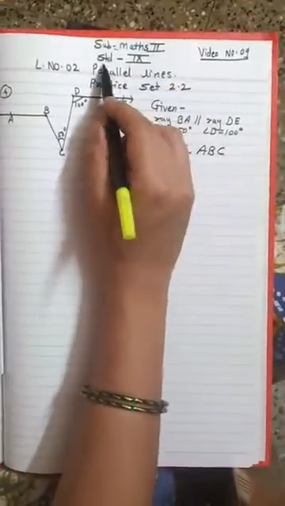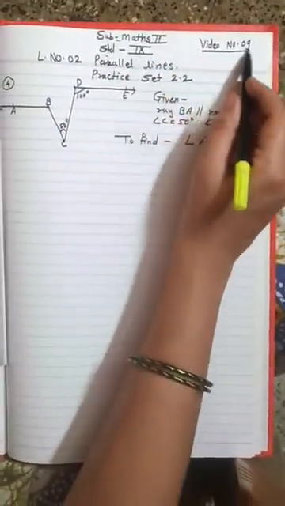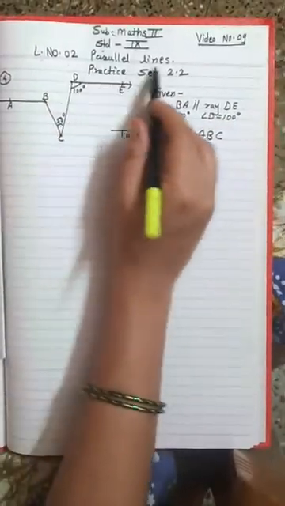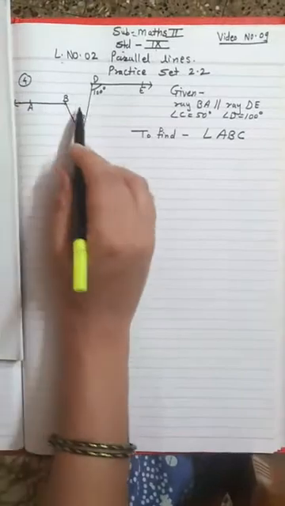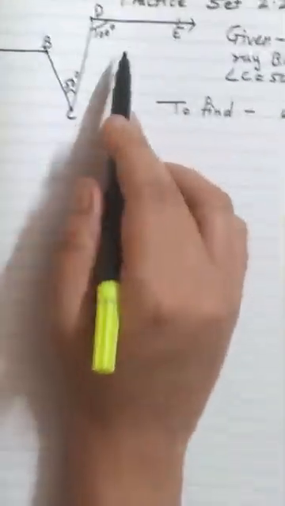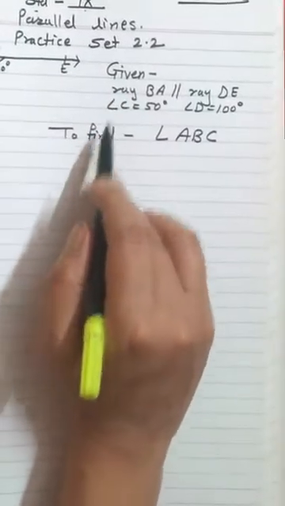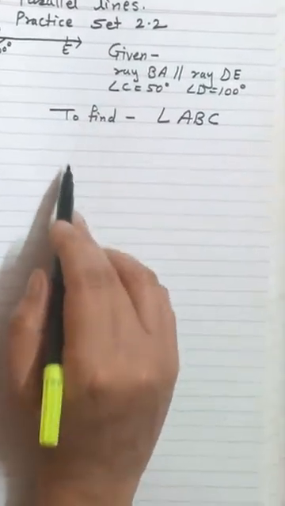Subject Maths 2, Standard 9th, video number 9. Lesson number 2, Parallel Lines, Practice Set 2.2, question number 4. See children, in this figure, the information given, you have to write in the given. You have to write the points given to find and solution.